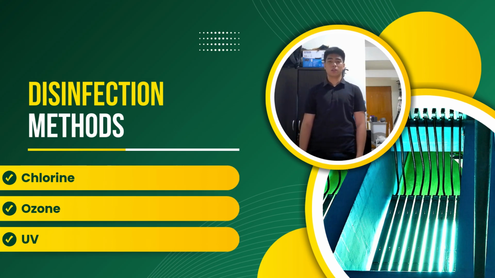As mentioned, there are three methods of disinfecting the water, these being through the use of chlorine, ozone, and UV. Chlorine is added to the water and is able to kill off bacteria because it is a chemical disinfectant. However, because it is a chemical disinfectant, it must first be removed from the water before it can be discharged back into the environment. The second method is through the use of ozone.